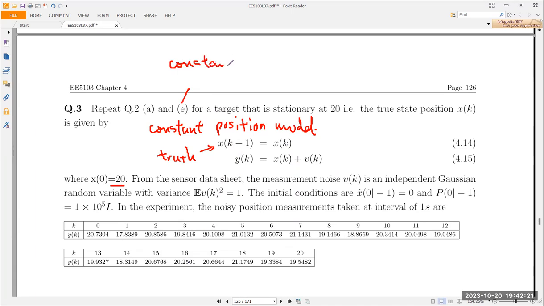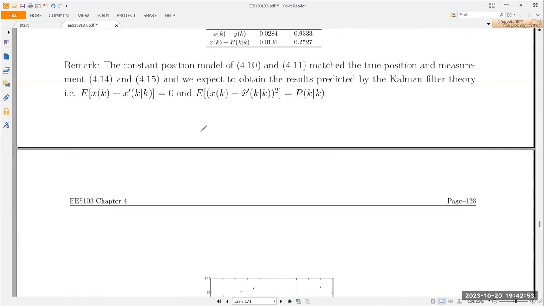So when you use this constant velocity model, you let the speed equal 0, then this will be equal to this. That's it. If you do that, the Kalman filter will sort out the maths for you, because your model can capture the real thing. So you do the maths.